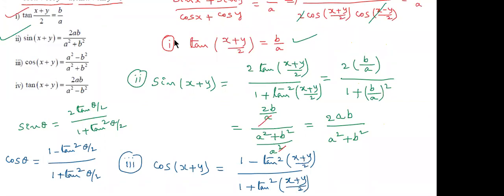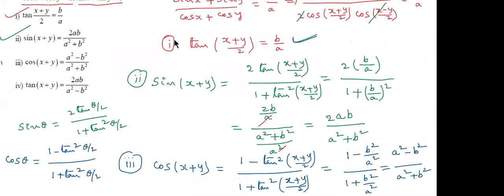What is tan (x plus y) by 2? First bit, that is b by a. So now finally we get here 1 minus b square by a square divided by 1 plus b square by a square. Numerator and denominator take the LCM. LCM is going to cancel. Remaining part: (a square minus b square) by (a square plus b square). See that? Third bit also we got.